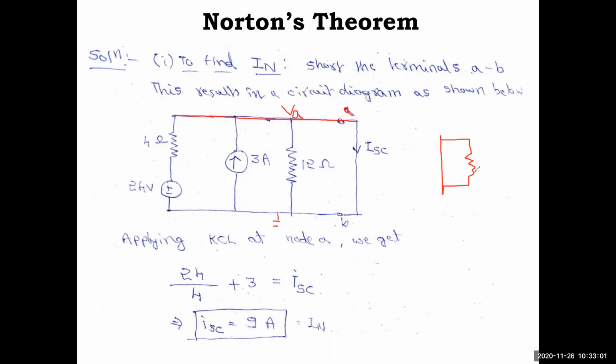Okay, so this resistor does not have any current or voltage. That's why it is like a nil. It does not have any effect. Same way in this branch now.